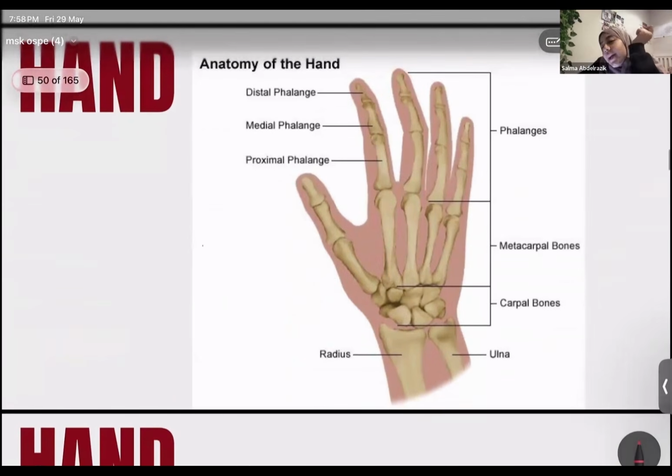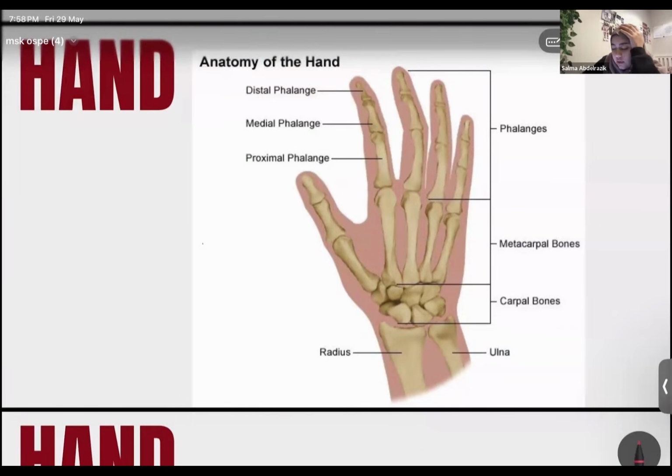The hand is so cute, guys. Let's start from here. The radius and the ulna connect. Then you have these, which are called the carpal bones. Above them, over here in your hands, are the metacarpal bones. And on top of that, you have the phalanges. They're divided into three: proximal phalanx, medial phalanx, and distal phalanx.